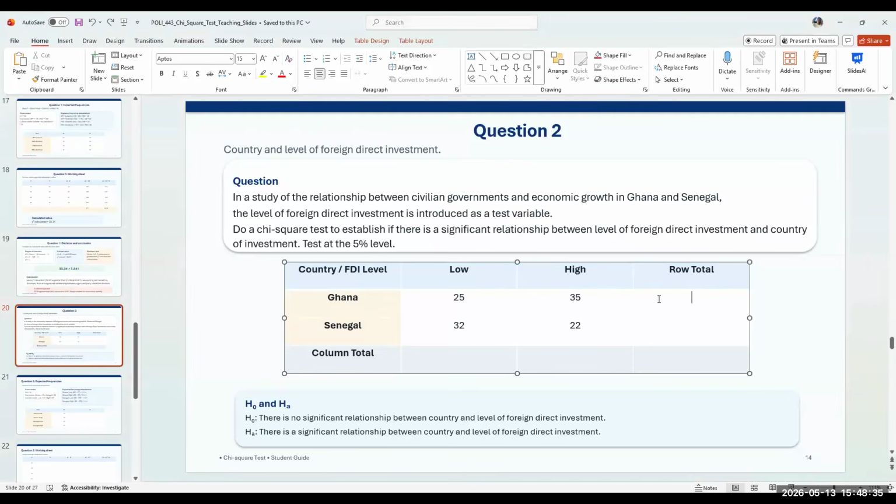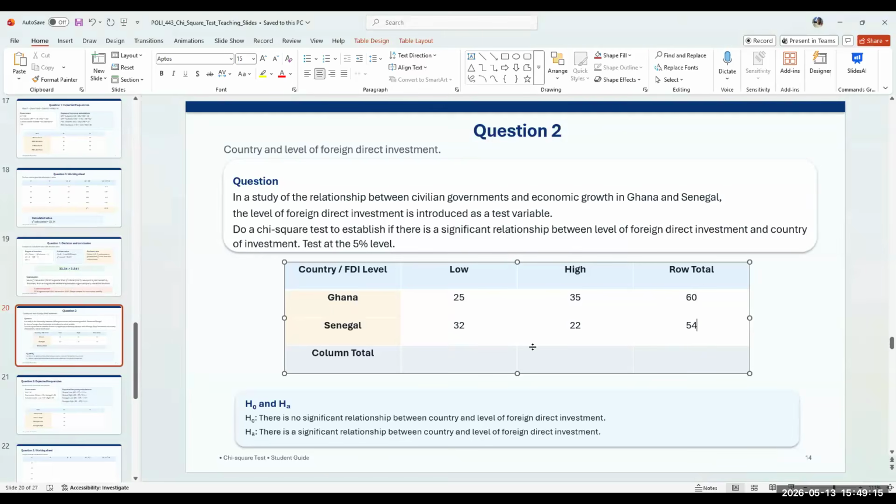So then I have to ask myself, the first person I want to call over here, Faris. What is the row total for Ghana and Senegal? For Ghana will be 60, and then the other one will be 54.